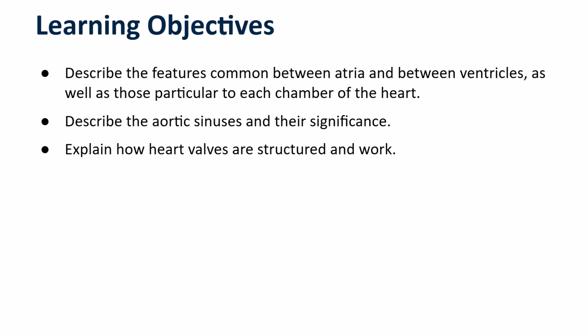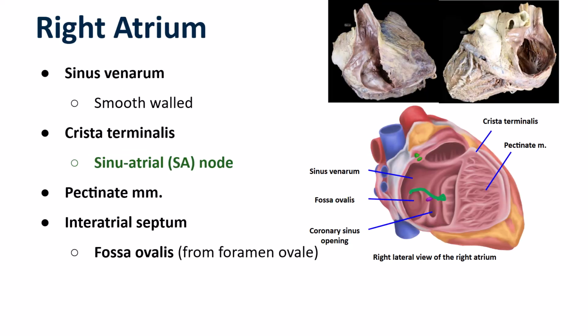Let's talk about the internal features of the heart. In this video, we'll describe the features common between atria and ventricles, as well as those particular to each chamber of the heart. We'll describe the aortic sinuses and their significance, as well as how heart valves are structured and work. So let's begin our study of the internal features with the right atrium. It seems as logical a place as any to begin.